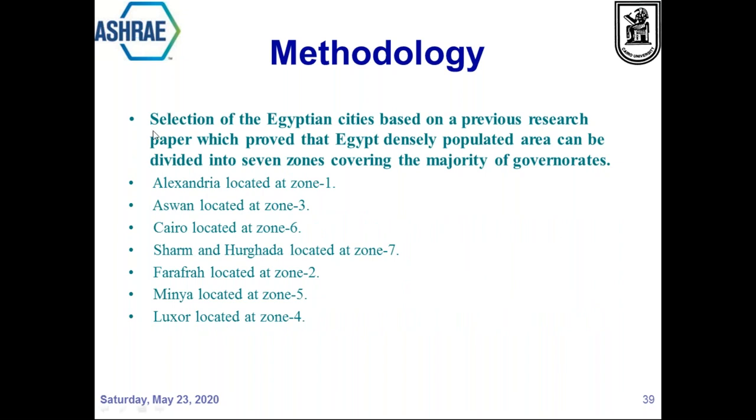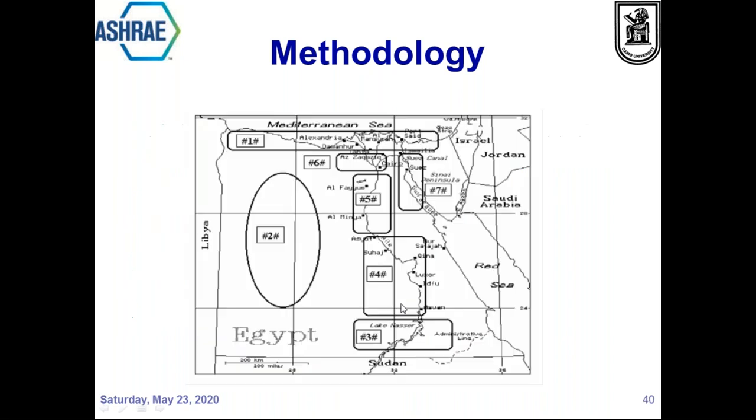So the cities that we select in Egypt, we look at places where it is densely populated areas. Egypt is divided into seven climatic zones: Alexandria, Aswan, Cairo, Sharm el Sheikh, Farafra, Minya, and Luxor. And if we put them on a map, that's the map of Egypt, and these are the climatic zones as proposed by Khalil and Medhat in 2005. So we have seven zones.